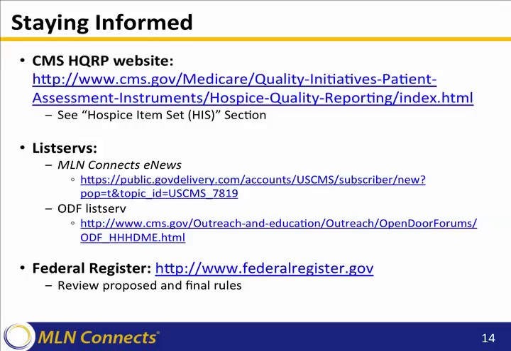First, providers should visit the CMS HQRP website. The web address for the CMS HQRP website is listed in the first bullet on this slide. The CMS HQRP website has many resources providers may find helpful. For information specific to the HIS, providers should visit the Hospice Item Set HIS section of the CMS HQRP website. The Hospice Item Set section of the CMS HQRP webpage contains information specific to Hospice Item Set use.